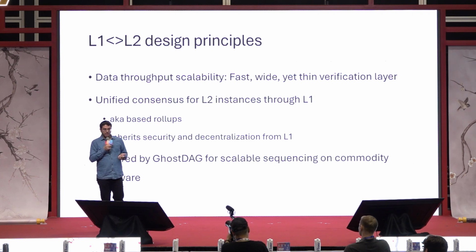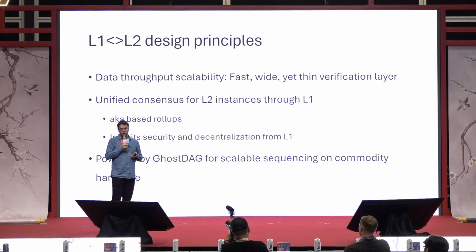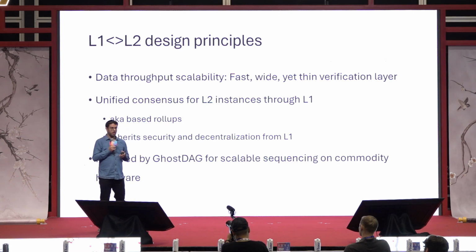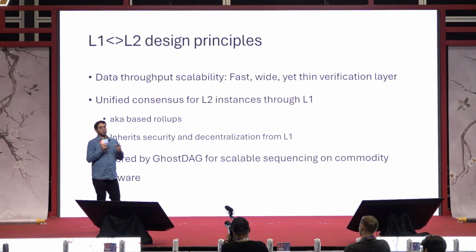By the fact that all sequencing and data availability is on L1, you actually inherit the security and the decentralization from L1. So you actually also care less about the possible centralization of provers. You don't necessarily mind so much if provers are centralized or require a lot of resources, or even have a coordinated network of proving, because you get the security and decentralization from L1.